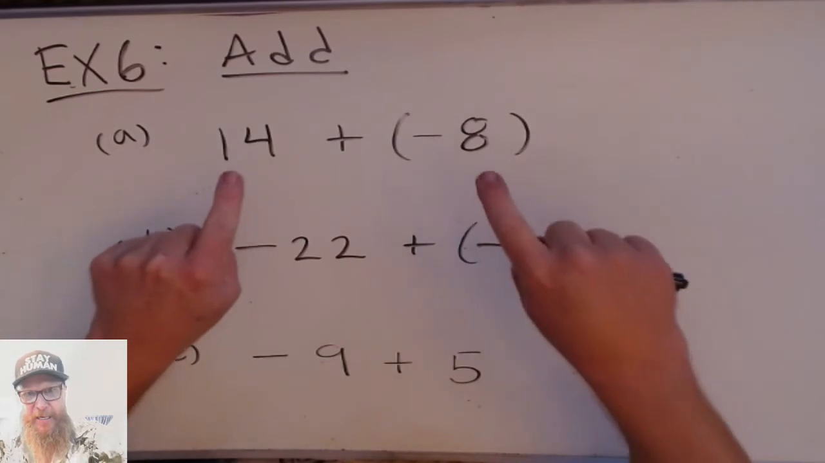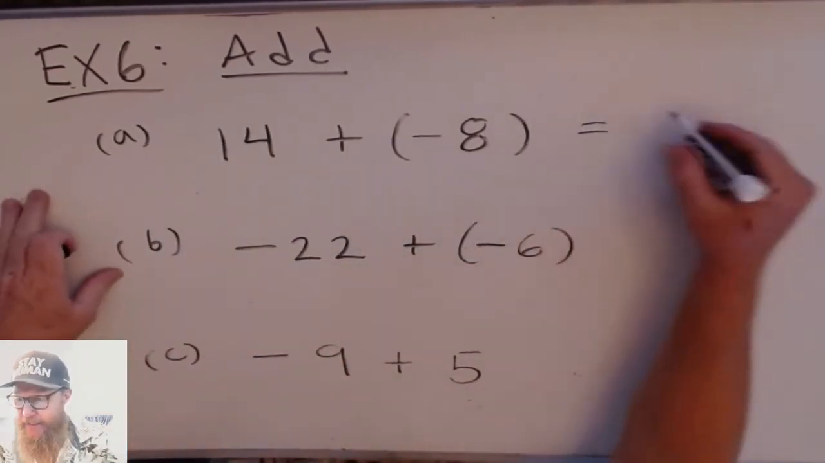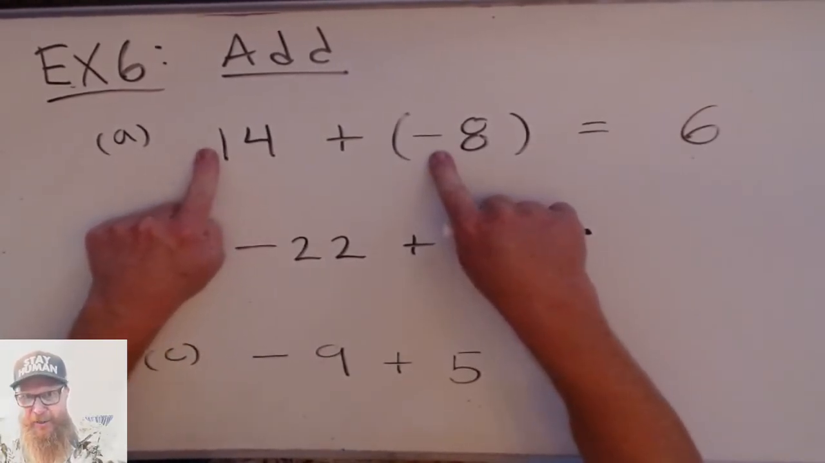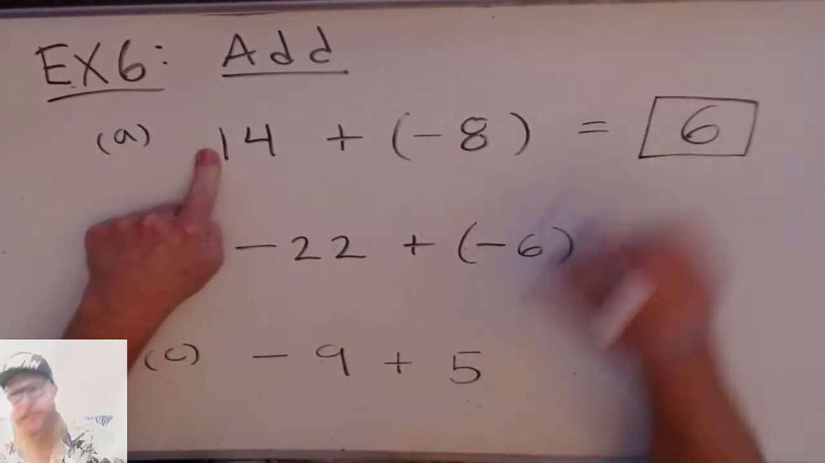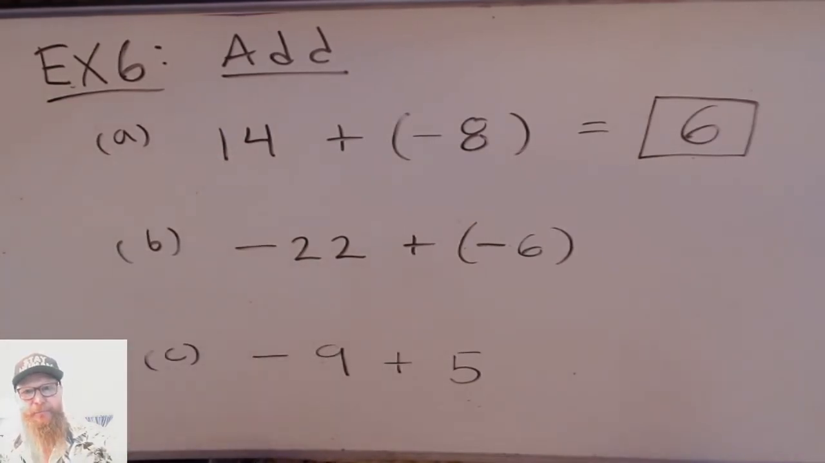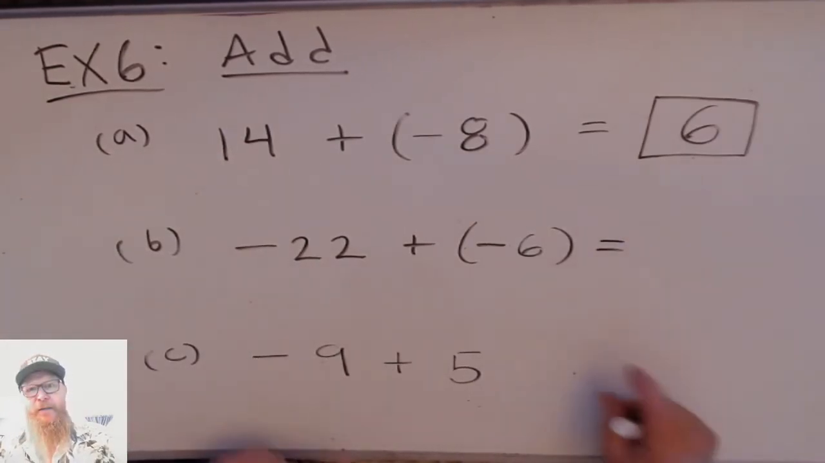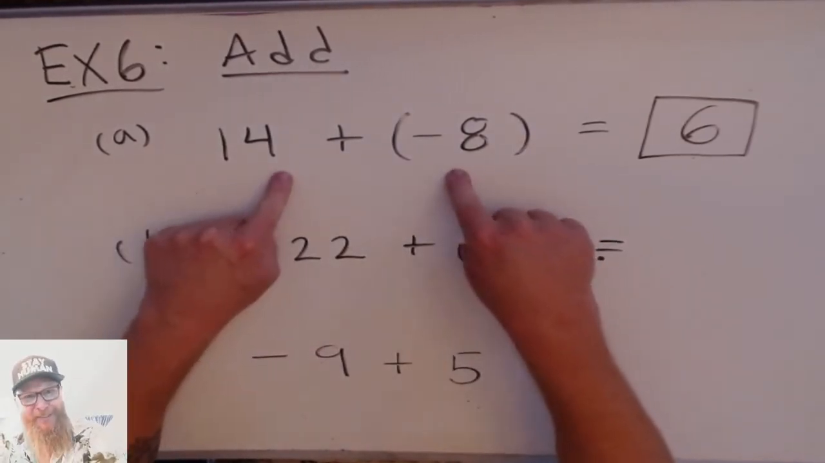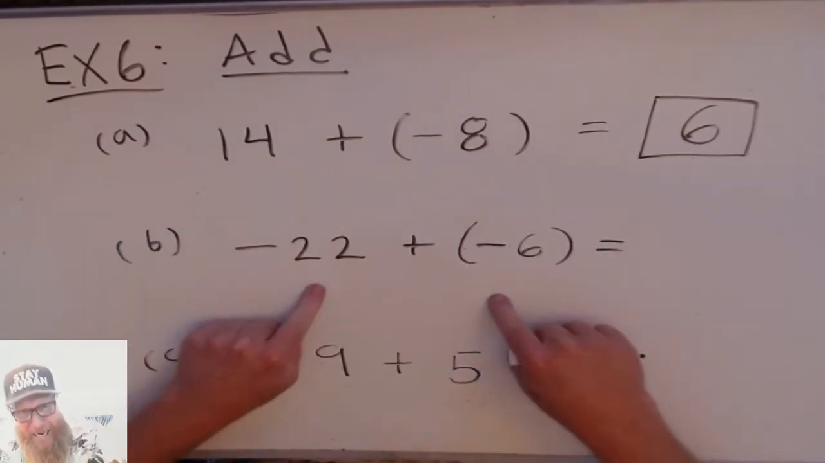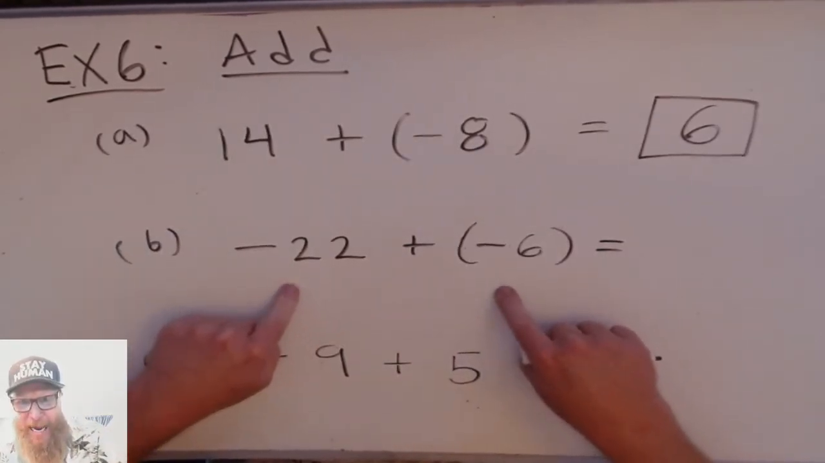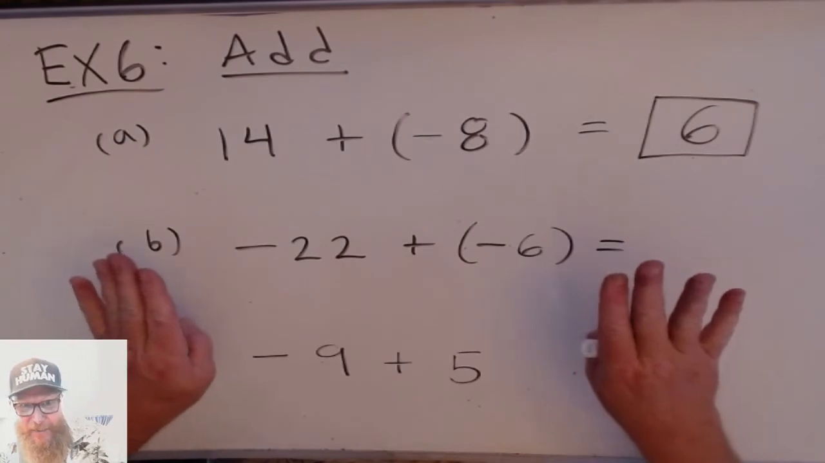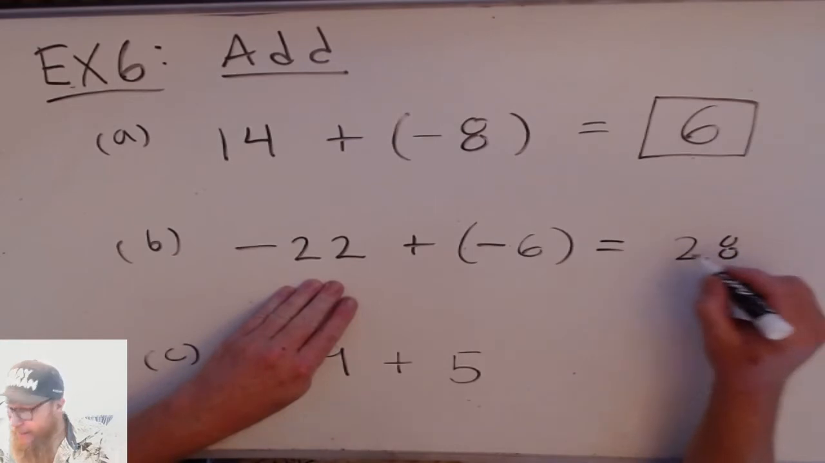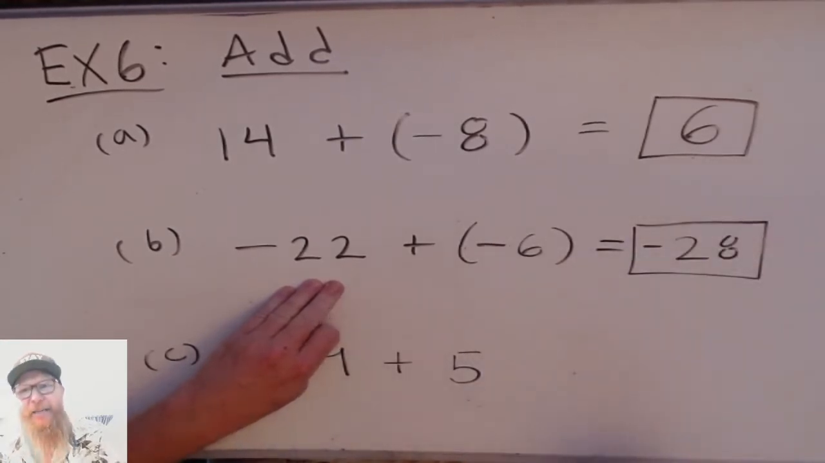So ignore the signs, subtract. You get 6. Whichever one's larger, the 14 has a larger absolute value, so your answer is just 6. Excuse me, this was the different sign rule. Part A, different sign rule. Part B, same sign rule. These are both negative. So ignore the signs, or take the absolute value, add them together, and then give your answer the negative sign back.